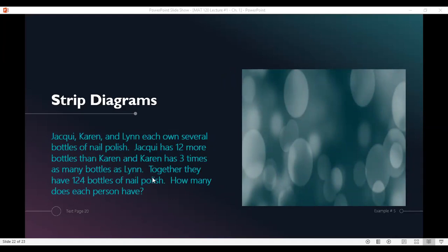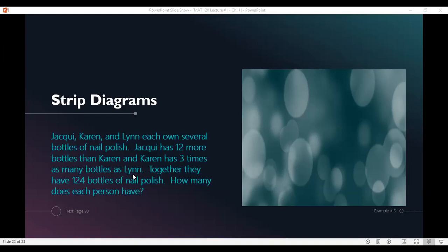So let's look at these 3 girls. We have Jacqui, Karen, and Lynn. And notice that Jacqui can be compared just to Karen. Karen can be compared to Lynn. But notice we know nothing about Lynn. Lynn can't be compared to anyone. That's why Lynn is the shaded box or the unknown. If I knew how many nail polish bottles Lynn had, I could answer the questions, how many does Karen have and how many does Jacqui have? So let's start by thinking about Lynn.